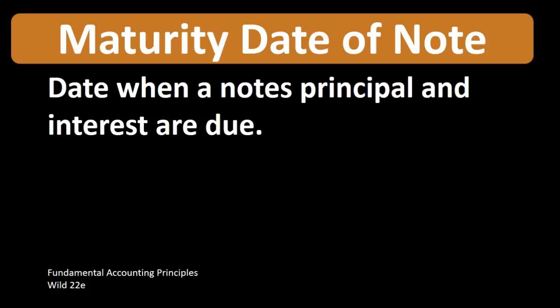When we're talking about the maturity date of a note, we are of course talking about a note, a promissory document from one party to another for future payment because of something that has happened in the past, goods or services being received, or cash.